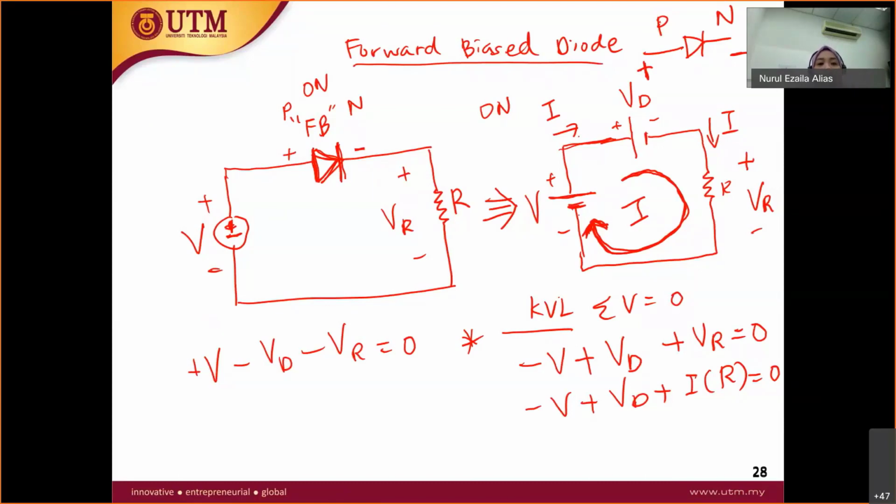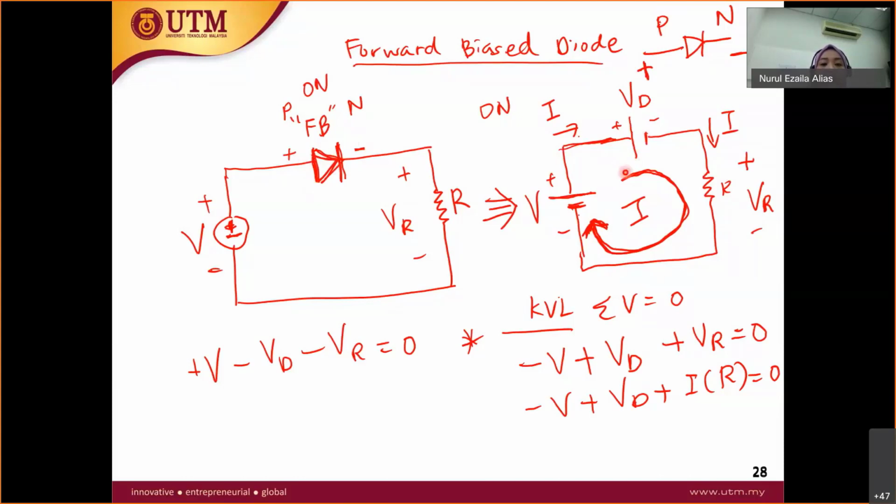So these are the examples for a forward bias diode. For a forward bias diode, this diode turns on. How do you define that this diode turns on? At the anode here, it is connected to the positive terminal. At the cathode here, it is connected to the negative terminal. Therefore, this forward bias diode is turned on and it has a voltage drop. So you replace it with the equivalent circuit on the right side here. The anode is plus, the cathode is negative.